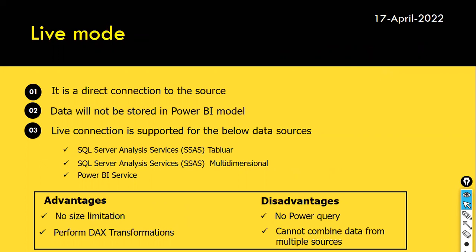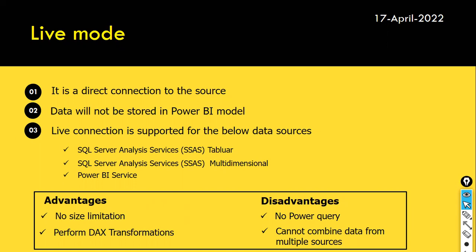Even in the case of live mode, Power BI establishes a direct connection to the source. Even in the case of direct query mode, it establishes a direct connection to the source. In both cases, data will not be stored locally. Only the metadata will get imported. Then why is live mode faster?